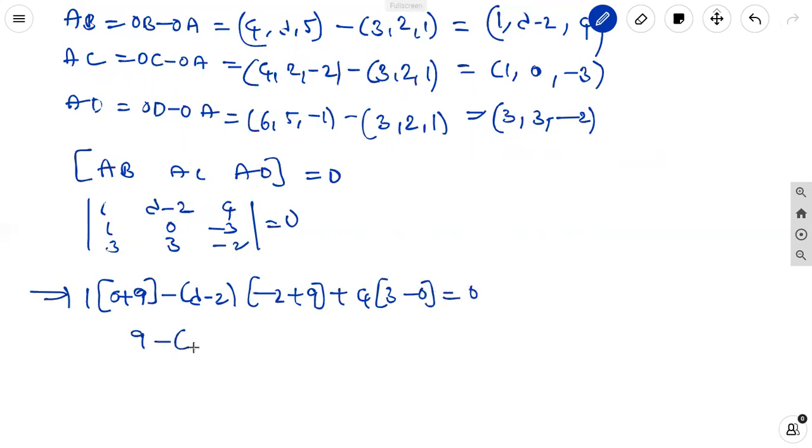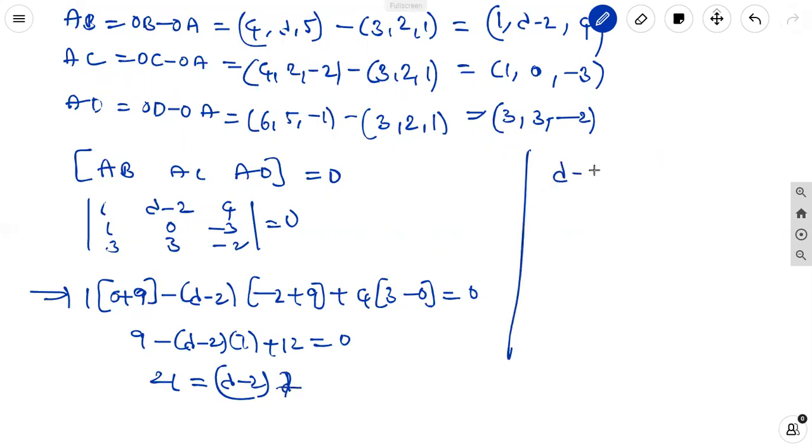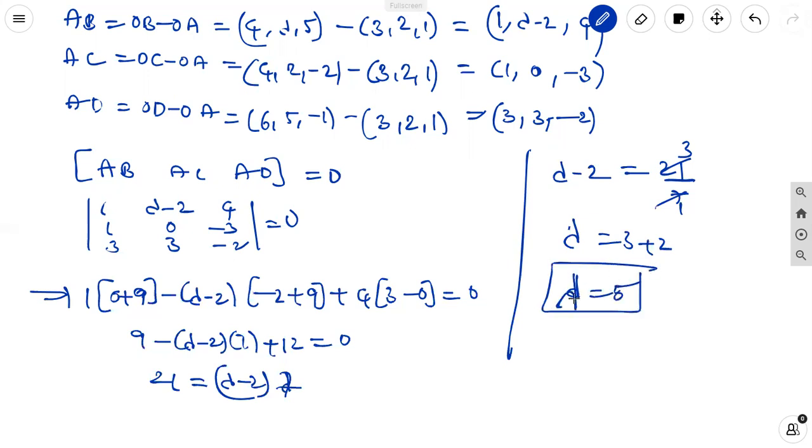Here 9 minus (lambda minus 2) into 7 plus 12 equal to 0. 9 plus 12 is 21, equal to (lambda minus 2) into 7. From this, lambda minus 2 is equal to 21 by 7, which is 3. Lambda equal to 3 plus 2, lambda equal to 5. This is the procedure how we can find out the lambda value from the given 4 points.